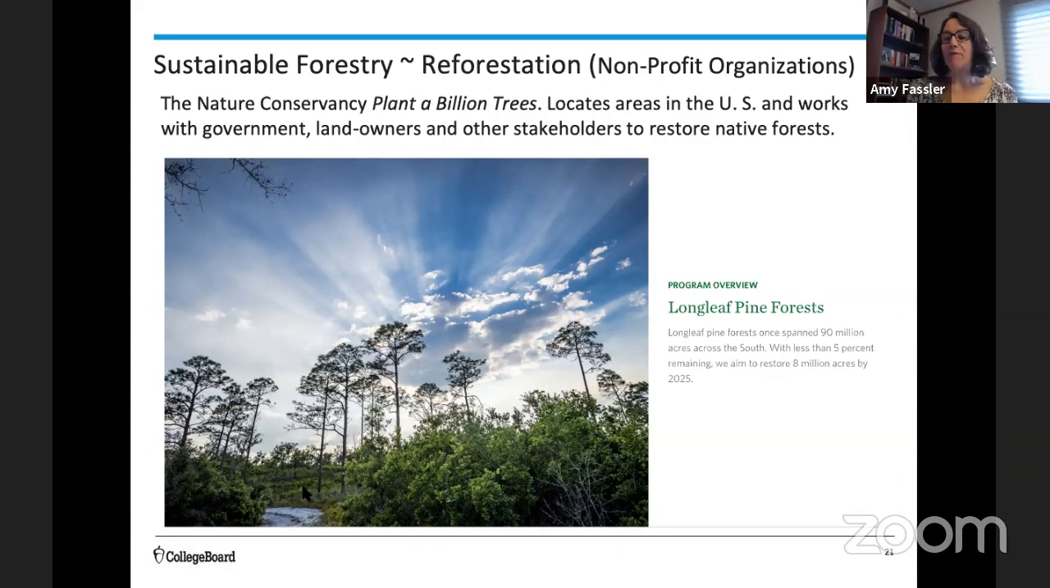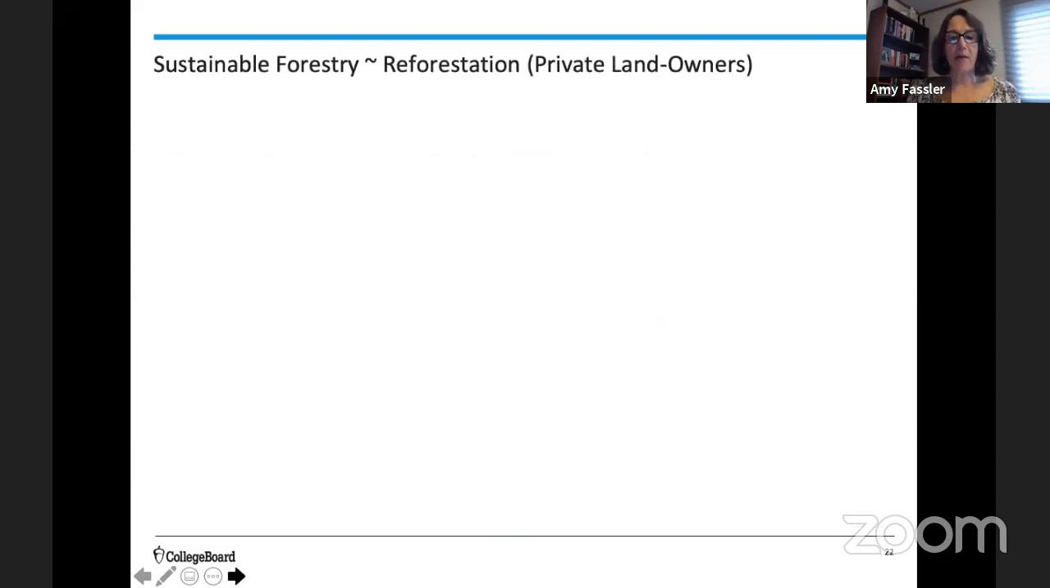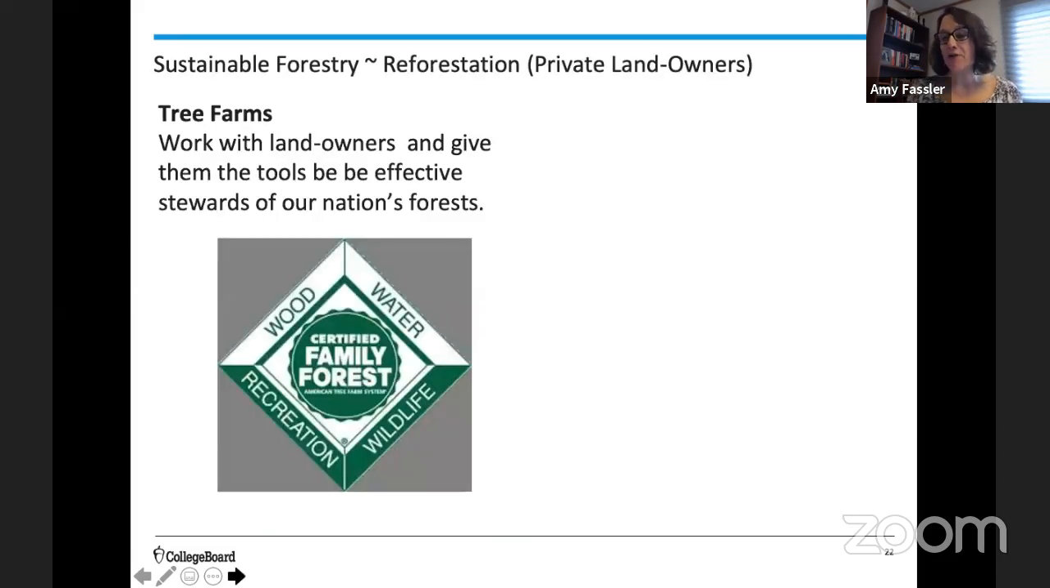One would be nonprofit organizations like the Nature Conservancy. They certainly do work globally, but in the United States, their reforestation project is Plant a Billion Trees. They have a number of projects scattered throughout the country where they have found areas that have suffered from significant deforestation, areas that may have lost 90% of their native timber stands. Maybe it's an area that has some endangered species that really needs to have that habitat reforested so that the species can rebound.